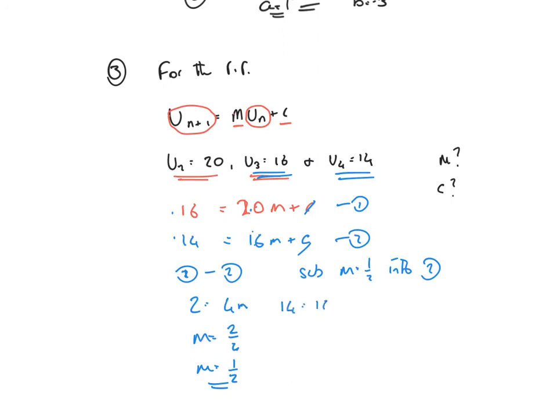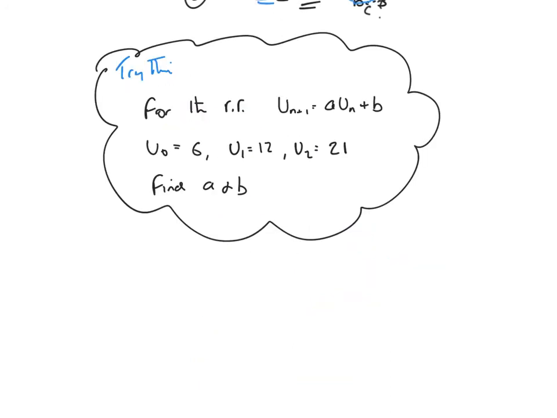14 equals 16 lots of 1/2 plus c. 16 lots of 1/2 is 8. 14 equals 8 plus c. C is equal to 14 minus 8, and c is equal to 6. Okay, have a go at this one, and we'll pick that up on Monday.